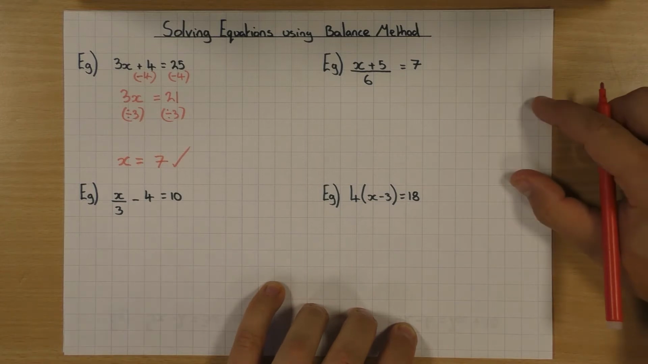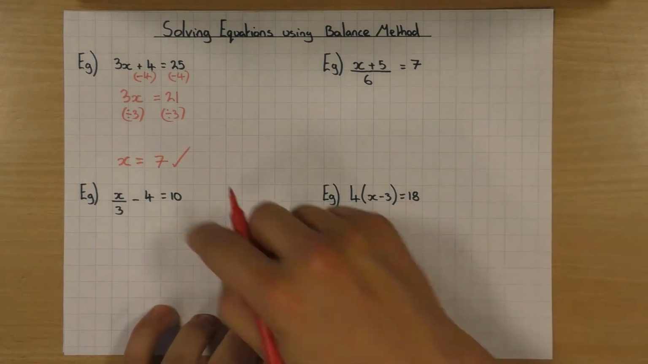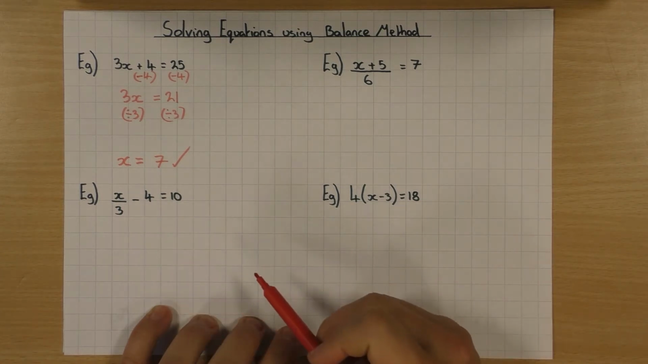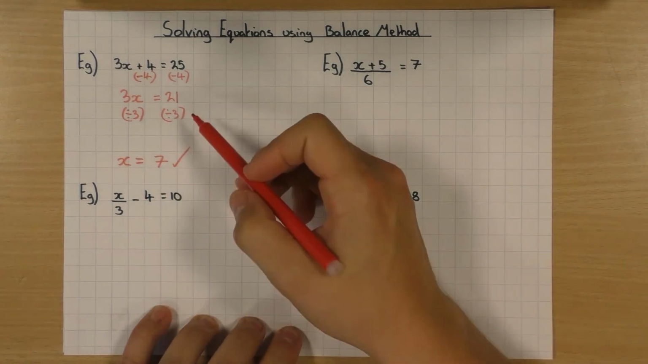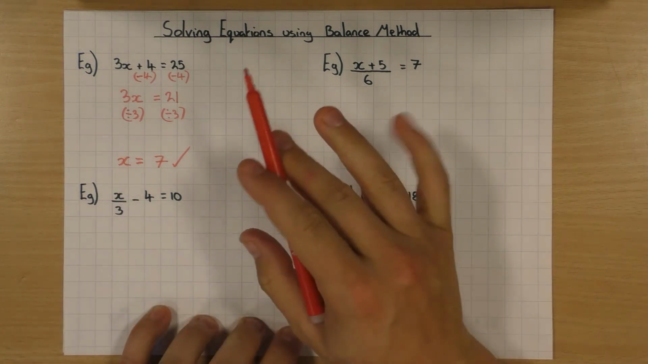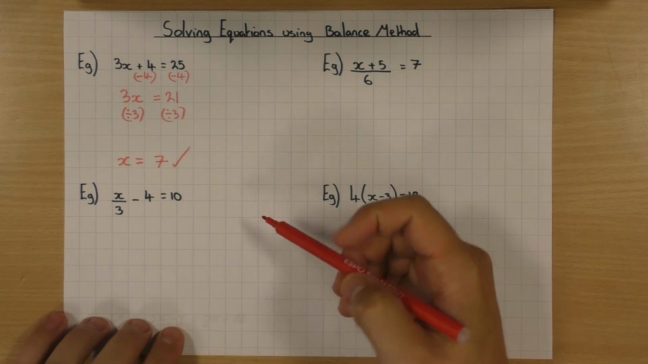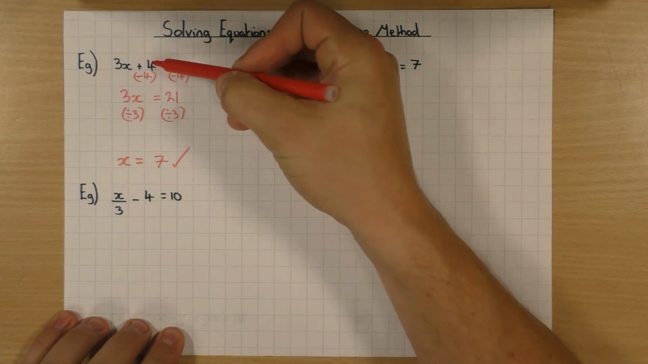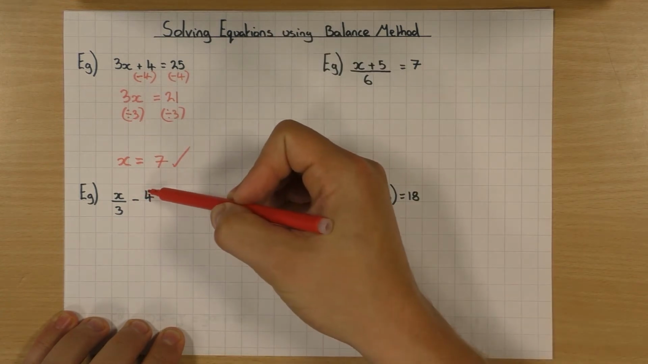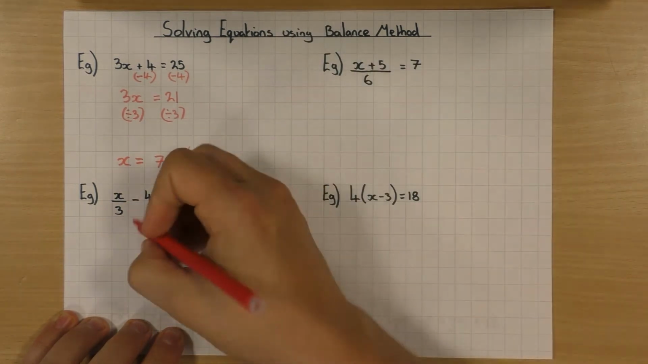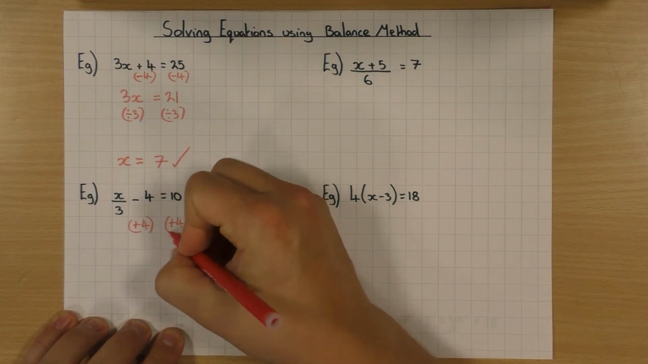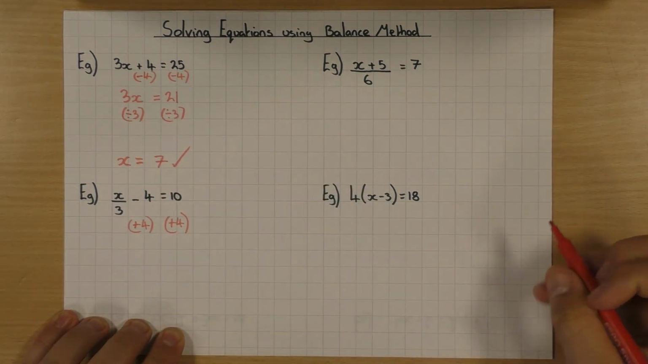Let's have a look at some slightly trickier ones. So this one here, I've got x divided by 3, take away 4 equals 10. Exactly the same process. x is tied up with that divide by 3. I'm going to leave it for now and just deal with this number here. This time up here I plussed 4, and I did the opposite and took away 4. Here it's minus 4, so I'm going to do the opposite and plus 4. Again to both sides, so they still stay balanced.